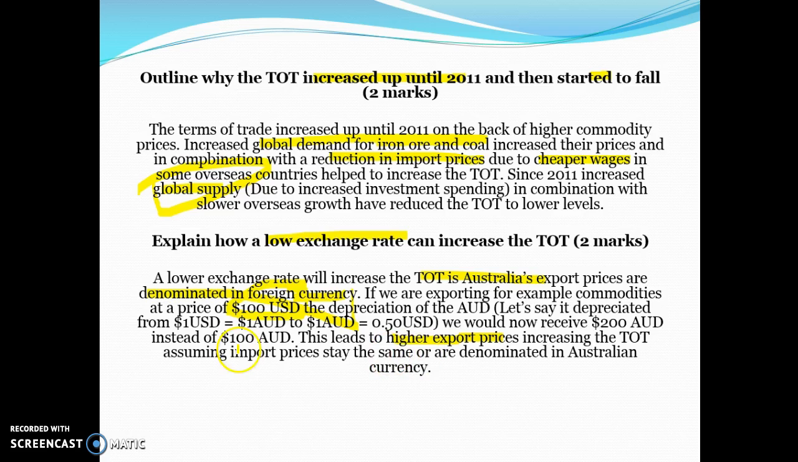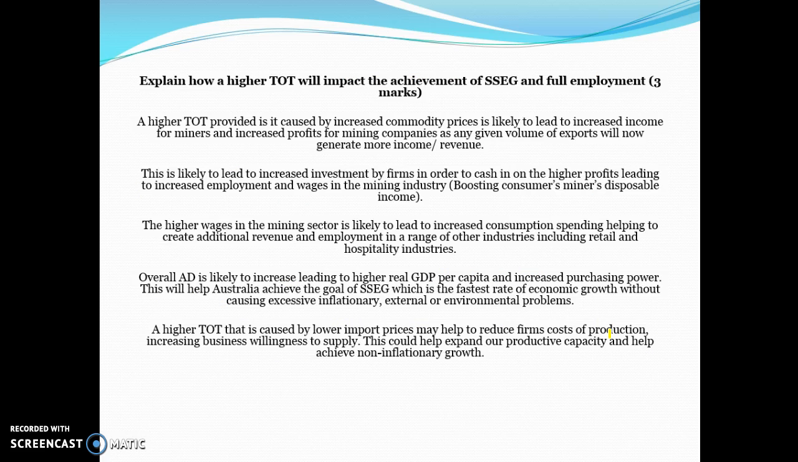That assumes that import prices stay the same. The dollar goes down, we're getting more currency, we're getting more Australian dollars when we convert that foreign currency back, and therefore that leads to higher export prices.